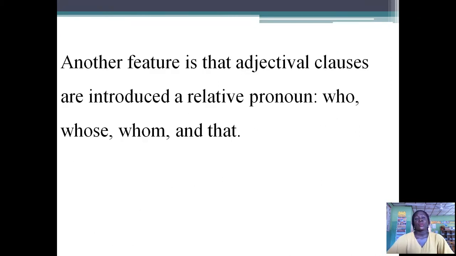Then another way you can identify an adjectival clause is that it is introduced by a relative pronoun, and the relative pronouns are who, whose, whom, and that. So once you see these introduced in a sentence, know that it is an adjectival clause.